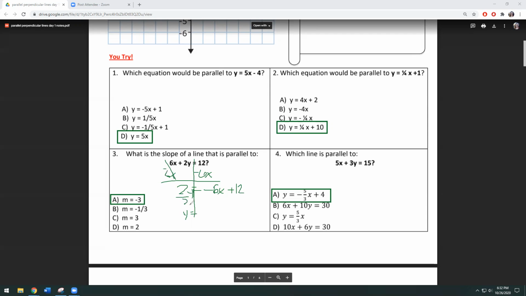Next thing we need to do is divide by 2 because we want to get rid of that on our y. I'm going to divide every term by 2. So negative 6 divided by 2 gives me a negative 3, and I keep my x. And then 12 divided by 2 is 6. This is my equation that I'm working with. I noticed that the slope is negative 3, which is why I answered negative 3 over here. You would go through that same process over here and then figure out that this is your slope. So as long as it has a different y-intercept, you're good to go.